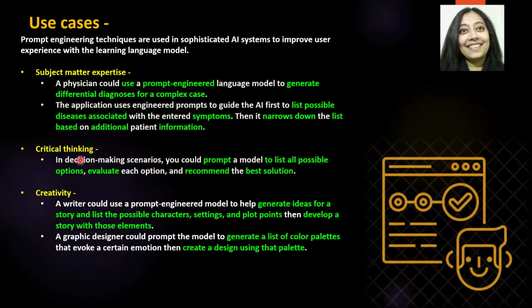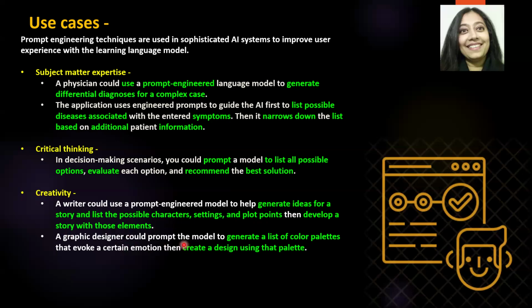The next one is critical thinking. In this, typically, it's a decision making scenario wherein you could prompt a model to list all the possible options, evaluate an option, and then recommend the best solution. And finally, we have creativity. Let's say a writer could use a very well prompt engineered model to generate ideas for a story, to list possible characters, setting, plots, even develop a story with all these elements.